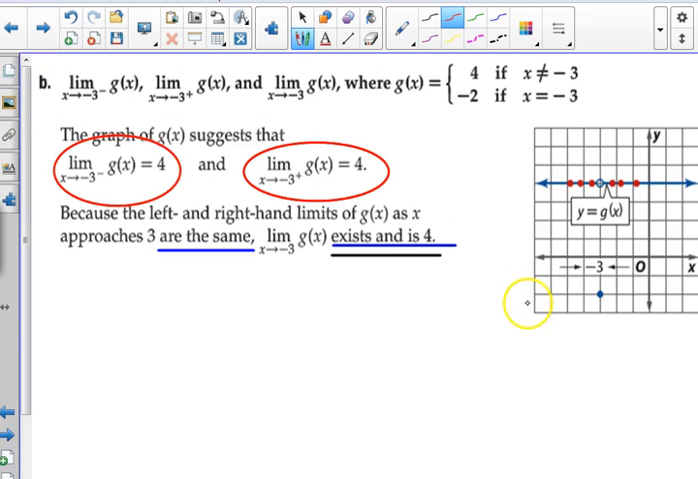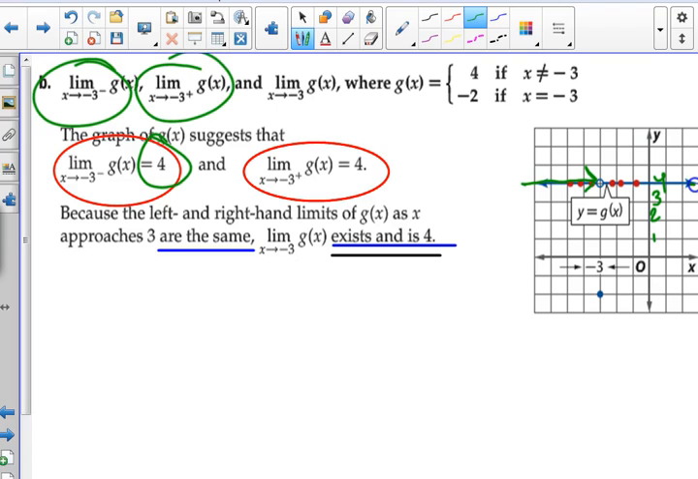Here's another example. This time, as we get closer and closer to negative 3 from the left, what y value are we at? Can you tell? 4. As we get closer to negative 3 coming from the right, we're still at what y value? 4. So even though it's undefined, or at negative 3, it's actually down at negative 2, right? Does it matter? We're talking about the limit. If it's approaching from the left, it's approaching 4. From the right, it's approaching 4. Guess what the limit at negative 3 is? 4. Okay, the limit exists and it's at 4.